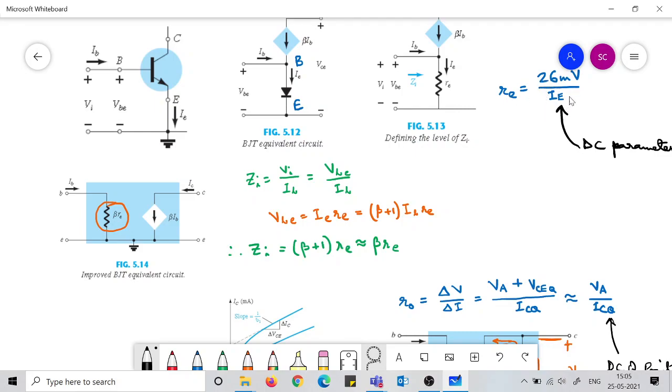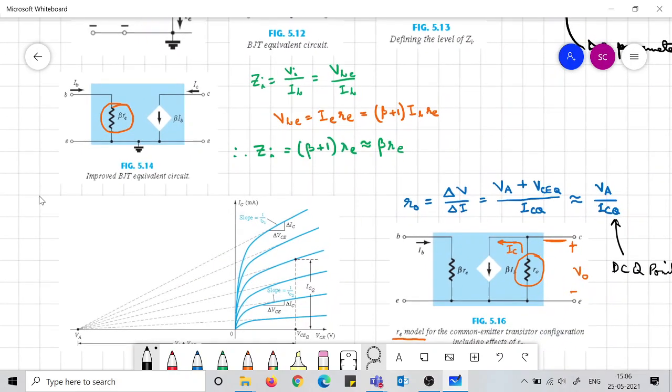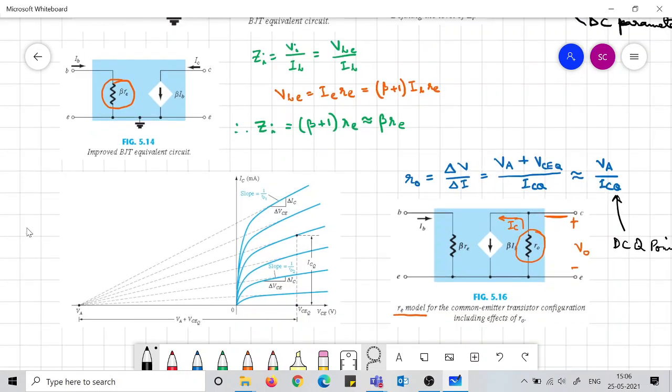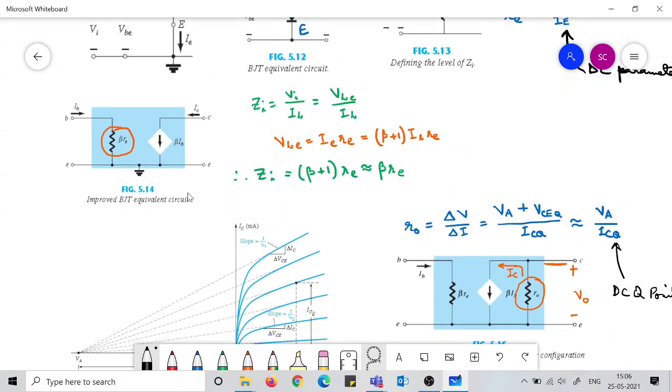re is nothing but 26 millivolt by IE. So this IE is the DC bias Q point current, the DC emitter current. This we saw, and this is the AC equivalent, re equivalent model of a BJT transistor. Here at the input side, this IB current faces a beta re resistance, and at the output side we have a current which is simply beta IB.